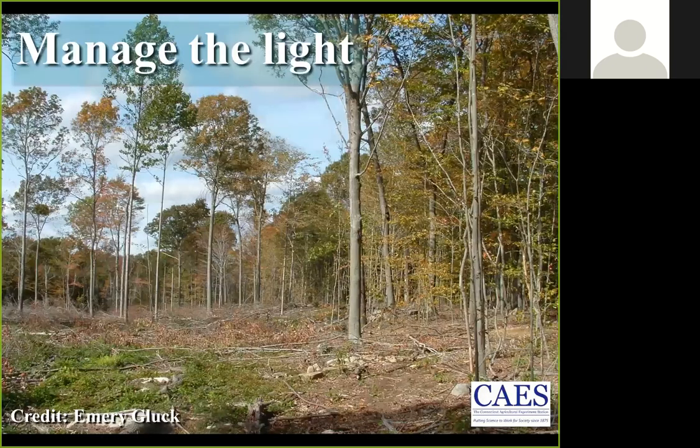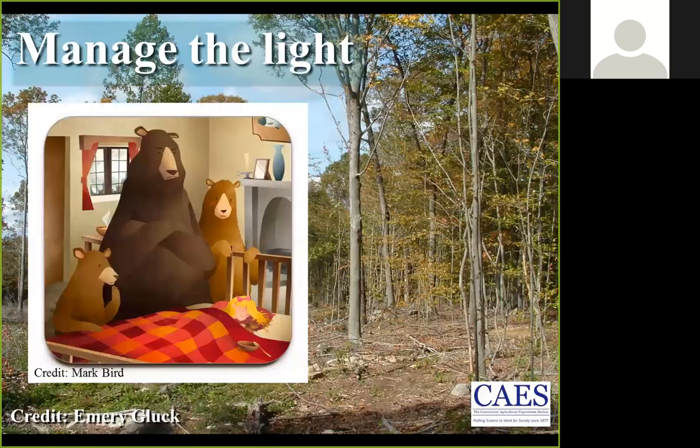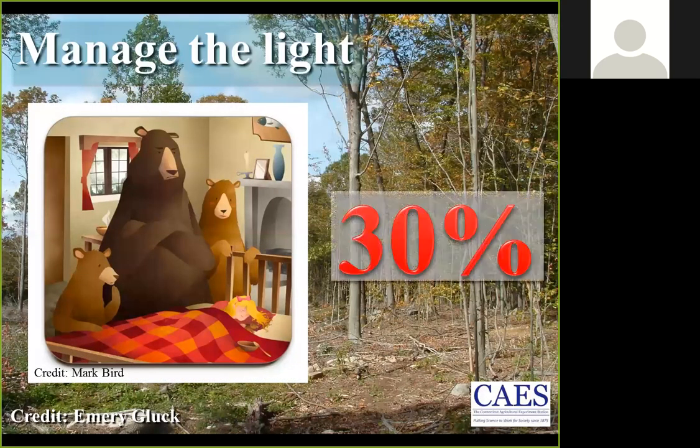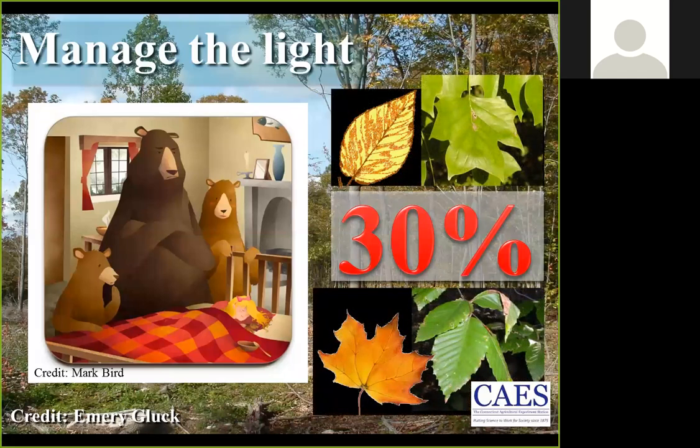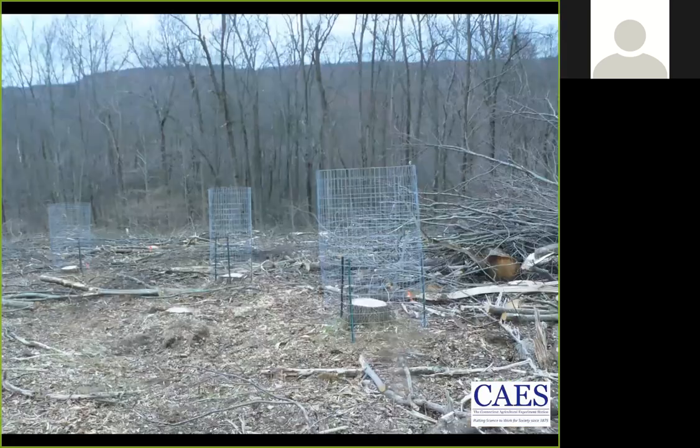So lastly, manage the light. If you're trying to get regeneration, it's sort of the Goldilocks solution. You want roughly 30% if you want oak. If you let in more light than that, you're going to get tulip poplar. Black birch is going to tend to come in more. If you get less than that, you're going to tend to get beech or sugar maple. And maybe that's a good thing, depending upon what your management goal is.